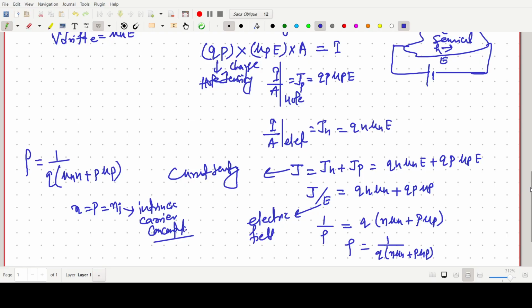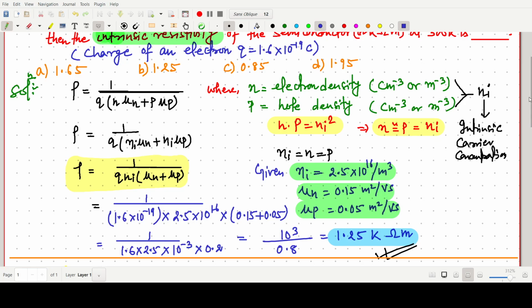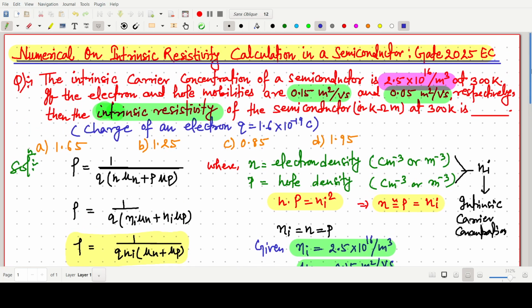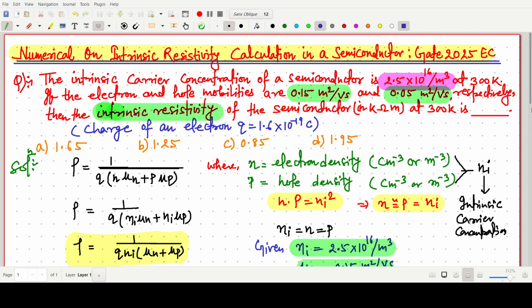Okay, so a detail of this theory I will also provide in the description menu. So this is all about this video lecture. This one is a simple question, but somehow we have to remember the formula. Okay, this rho equals to 1 by q n mu n plus p mu p, and different formulas like J by E equals 1 by rho. Electric field and current density relation is also a formula that we have to remember. Okay, so this is all about the GATE 2025 EC question.